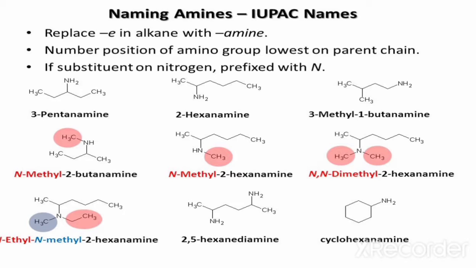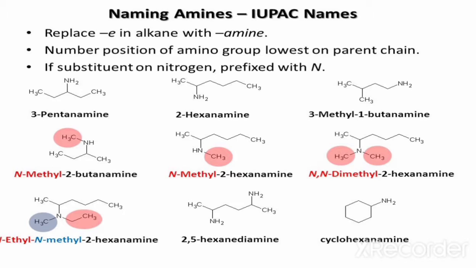It has an amino group attached on the third carbon of the 5 carbon chain. So we will name it with the amino group at the third position, 3-pentane, because we have to remove the E and replace it with the amino group. So basically we name it as 3-pentaneamine.